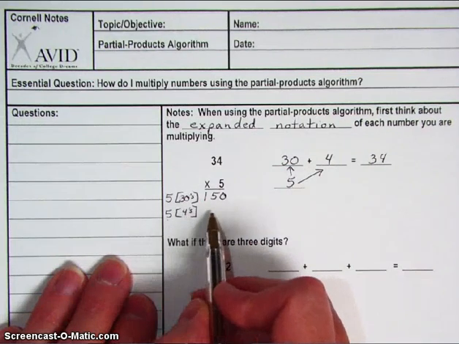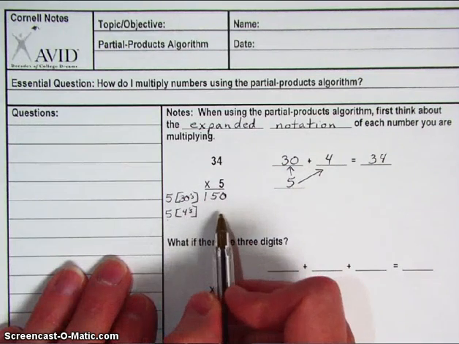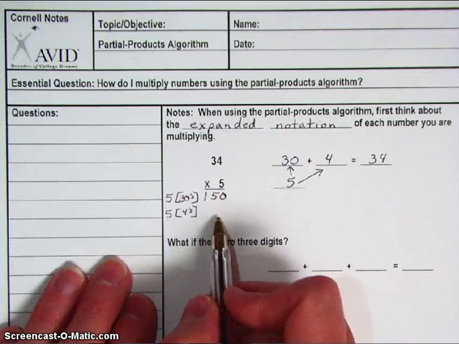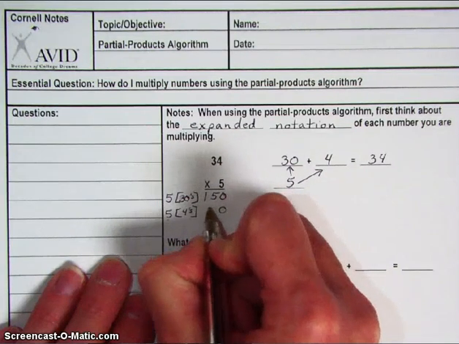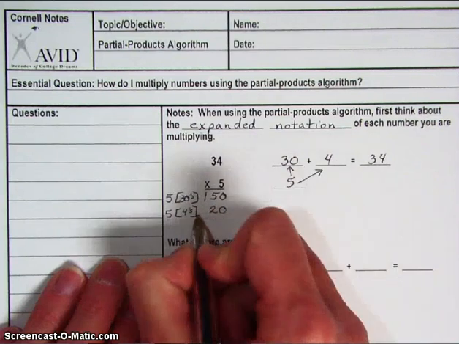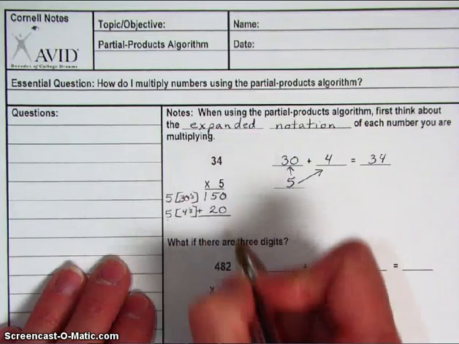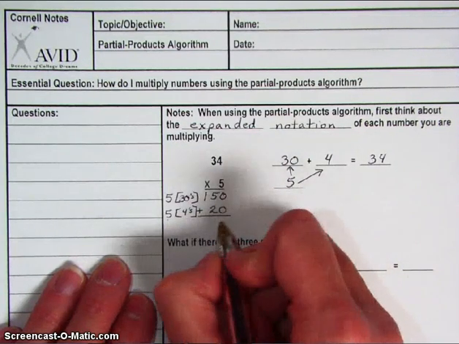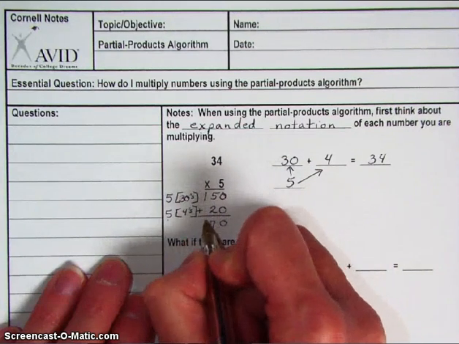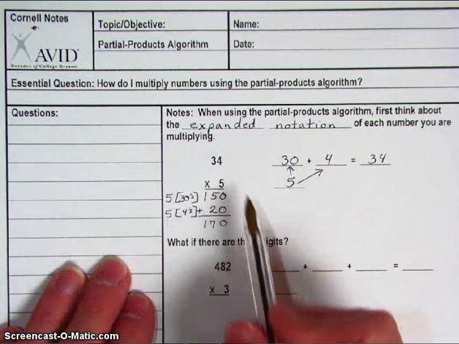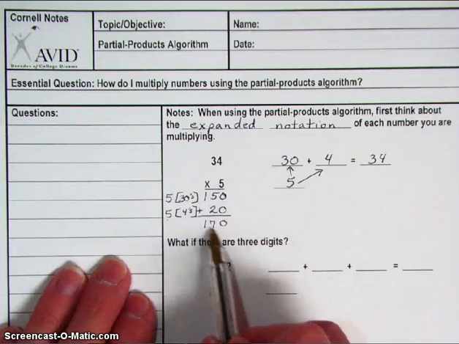It's very important at this point that I line up my ones column so that when I add in a minute, I won't be confused about which columns I'm adding. So for 20, I'm lining up my 1s and my 10s. I'm then going to add all of these together. 0 plus 0 is 0, 5 plus 2 is 7, and then I just bring my 1 down. So my answer for 34 times 5 is 170.